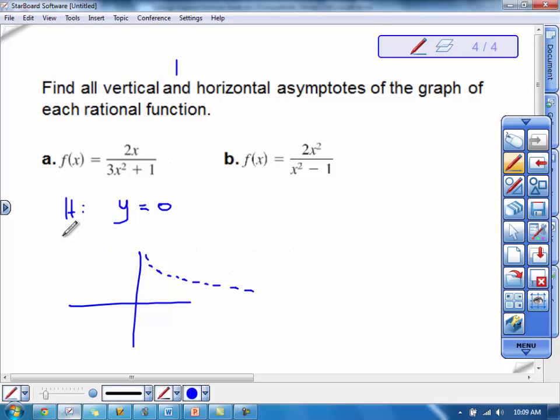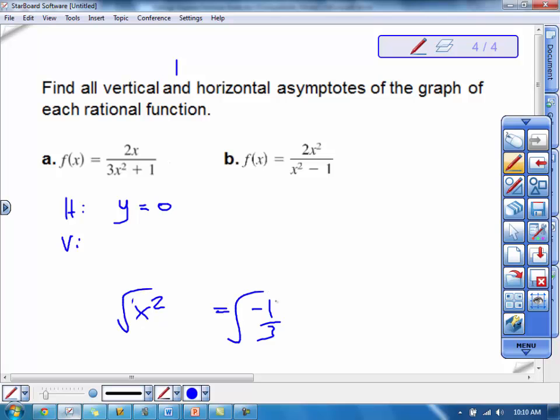Now, the vertical asymptotes occur as zeros in the denominator. So what I would want to do is take the denominator, set that equal to 0, and find out if I can get any zeros in the denominator. Subtract 1 from both sides. Divide both sides by 3. Square root both sides. No, I get imaginary zeros. So there are no real zeros to the bottom, therefore there are no vertical asymptotes for this one.